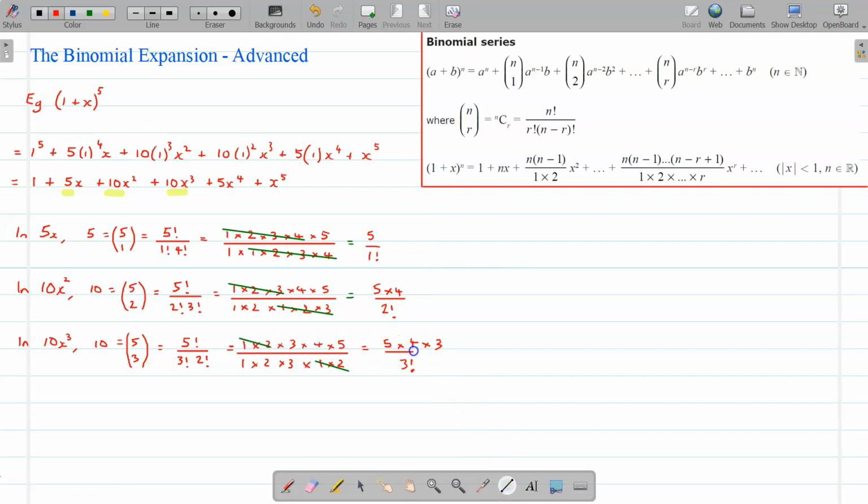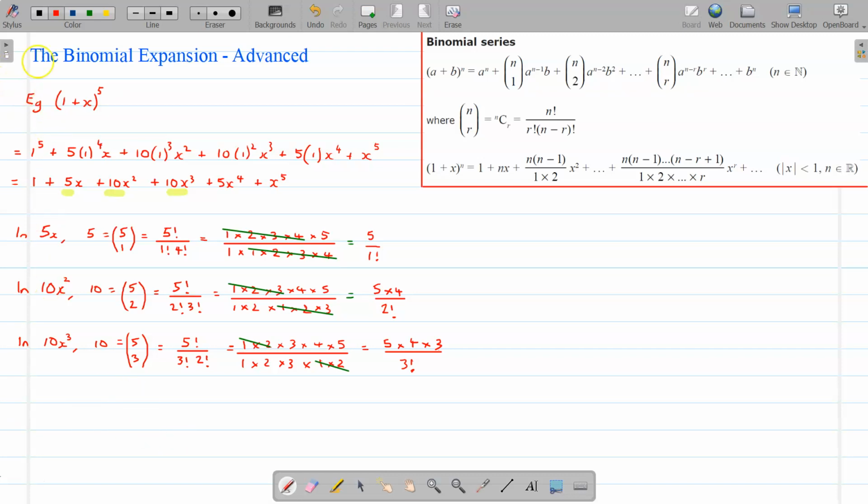Okay, and in general, you see, this is what you've got to notice here. I've got these numbers descending: 5 times 4, 5 times 4 times 3. Okay, and that matches up with what's going on in here. Okay, so if I were to write out the expansion of 1 plus x to the 5, but using this format here, this is what I would be saying to myself as I did it.